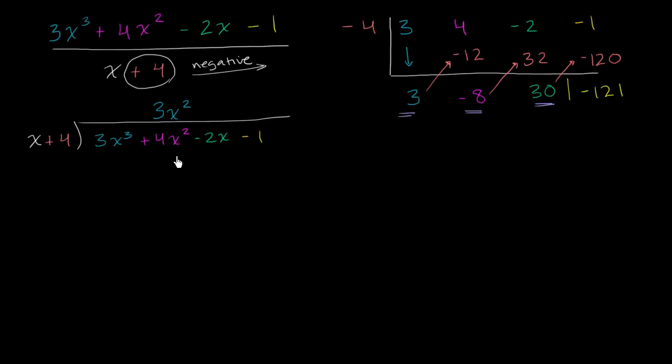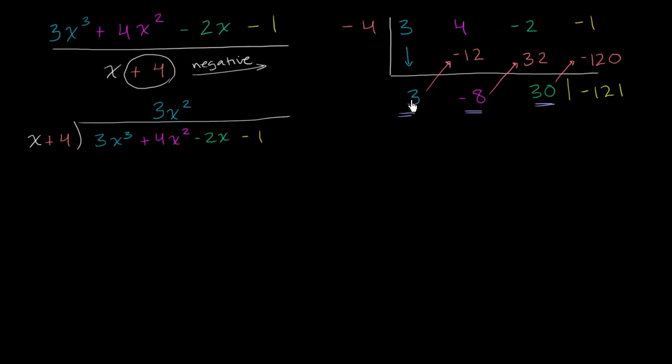Now you might already see your parallel. When we did the synthetic division, we dropped this 3 straight down, and this 3 represented 3x squared. So this 3 and this 3x squared are really representing the same thing. But you might be saying, well, here we had to do some thinking. We had to say x goes into 3x to the third 3x squared times. Here we just mindlessly dropped this 3 straight down.